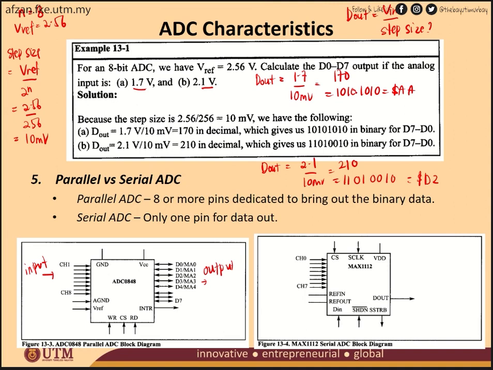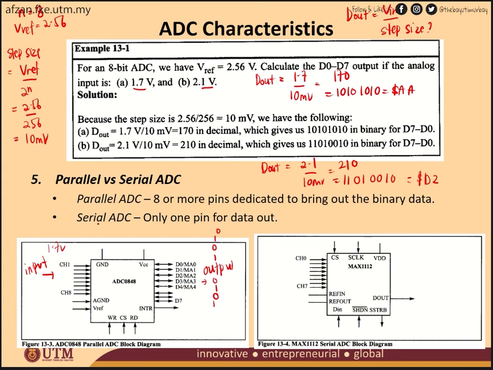Let's say now the input of your analog is 1.7 volts. You want to find what is the digital output. Since you have parallel ADC, the value 1010, where D7 is the MSB, will be sent out directly to the output of this ADC.